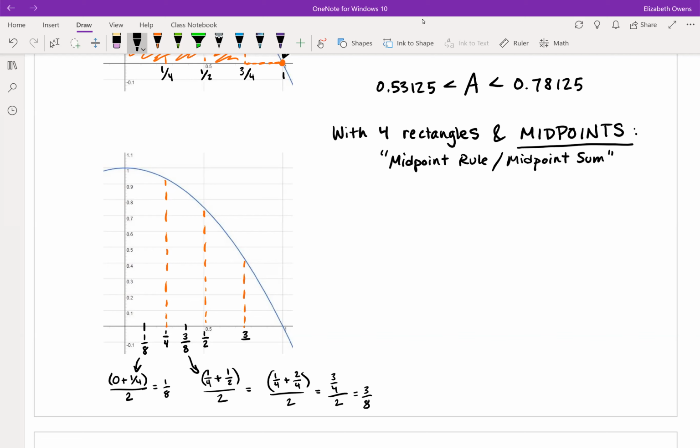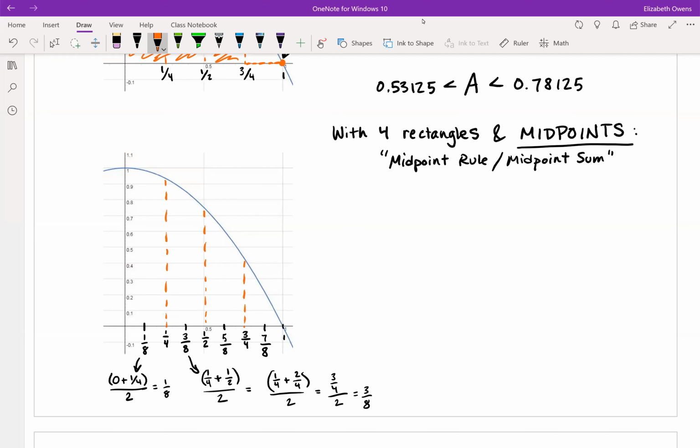I'll fill in the rest of our midpoints here. Between 1/2 and 3/4, that would be 5/8. And then between 3/4 and 1 would be 7/8. Okay, so that's just locating the midpoint for each rectangle. Now we've got to use those midpoints to set the height for their rectangle.